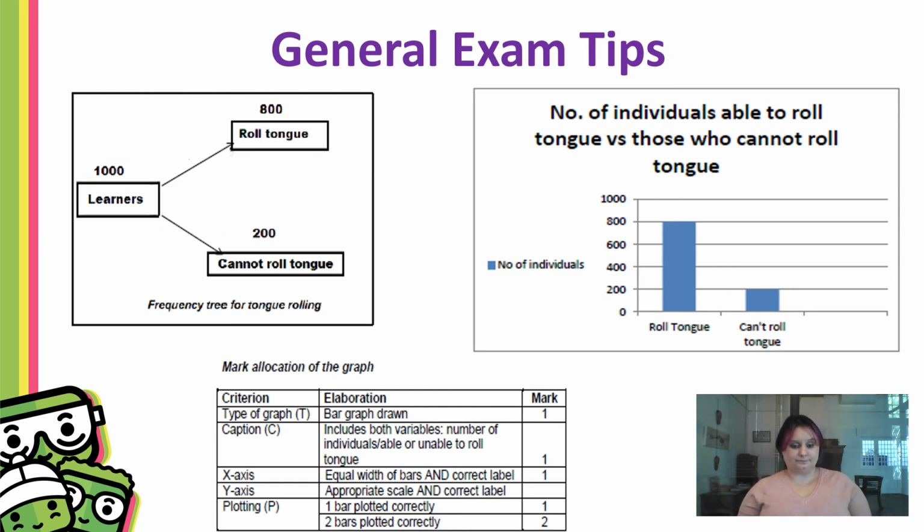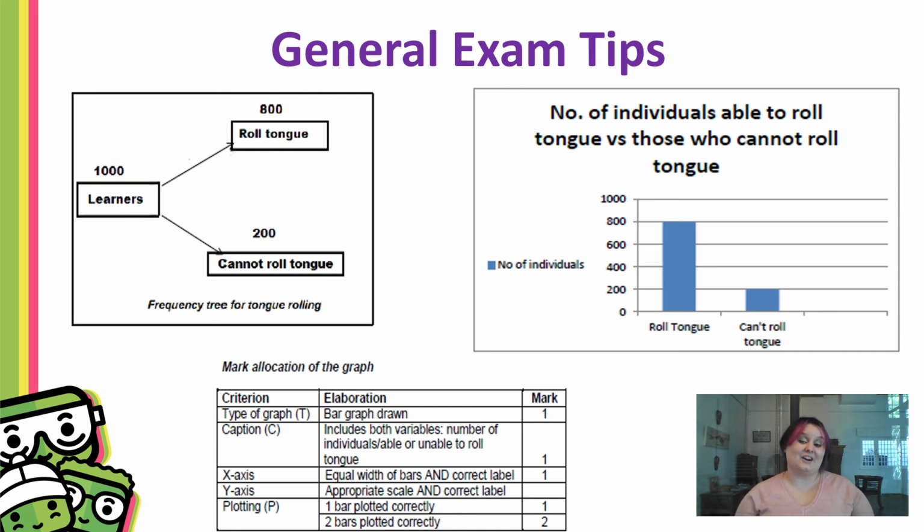So I've given you an example here that I gave my own students in my class in their mock exams that we just completed. And so what we've got here is a frequency tree showing tongue rolling. So that's a genetic trait. Can you roll your tongue or can you not? Give it a try and see if you can. I can't, so I'm in the 200 that cannot roll their tongue.